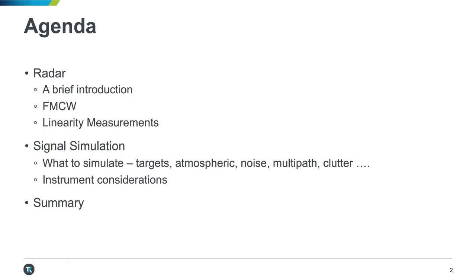And then the second part of the webinar is signal simulation. So I'm going to take a deep look into what to simulate, why we would simulate it, what are targets, what's an atmospheric condition, how do we add noise, what is multipath, what is clutter, and boil that up into a number of requirements that would help you define the instrumentation requirements, whether you're working on a short-range radar in the 76 gigahertz band, or you're working on a long-range radar.